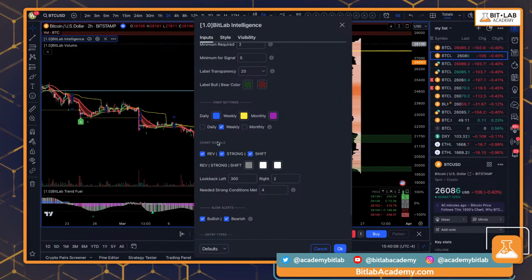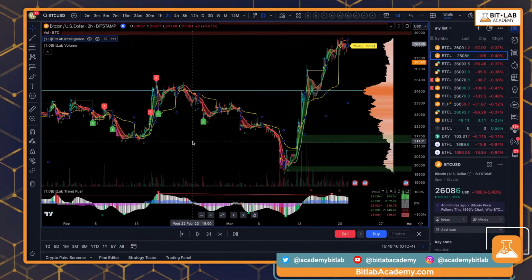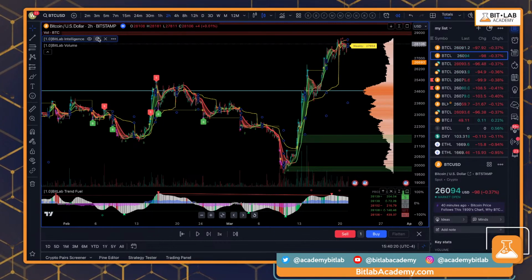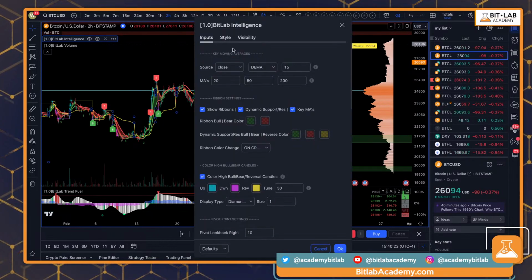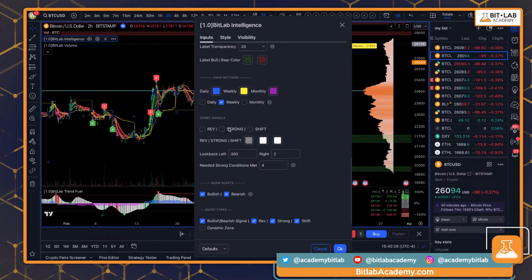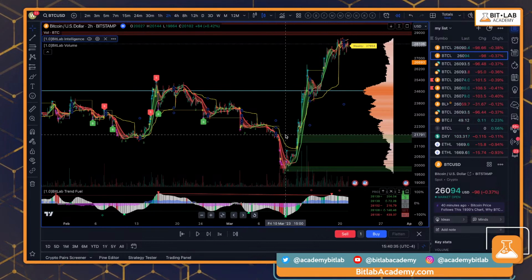You can also turn on and off these chart signals, these reversal, strong, and shift, and only have the bearish and bullish signals that we have like this. It's going to take a second to load. There we go. So you can clean it up if you want a more basic setting, or come back in, scroll back down, and turn these on and off if you want to utilize them. So let's turn on shift and REV, for reversal trend shift, and REV for potential reversal setup.